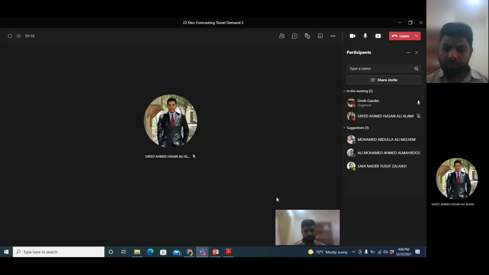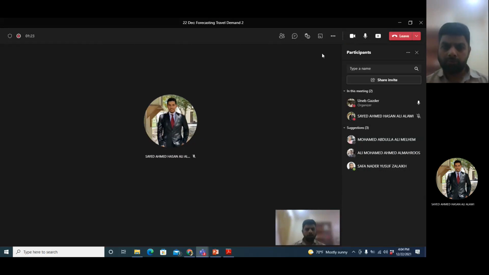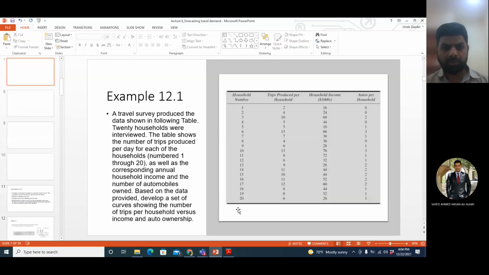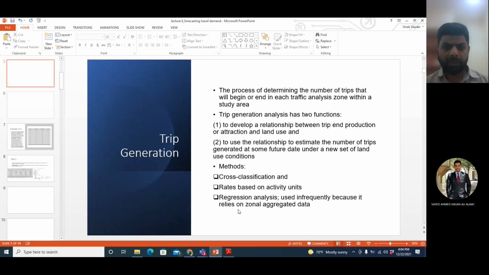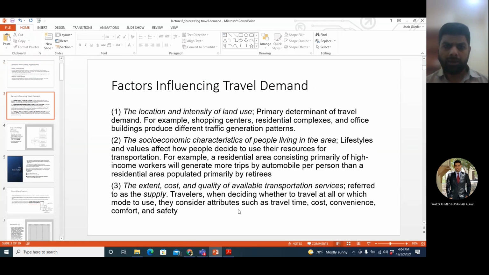Okay, in the previous lecture, we started the topic of travel demand modeling or forecasting of travel demand, and we discussed some basic concepts related to it. Basically, it can be divided into two categories: urban travel demand and intercity travel demand. The factors which can influence the travel demand include the land use and the location, the socioeconomic factors, and the characteristics of the transportation services.